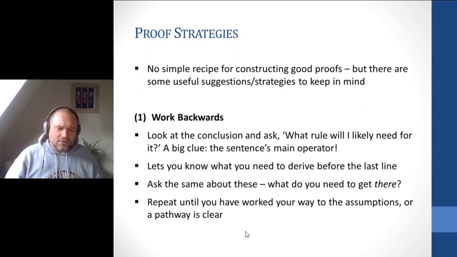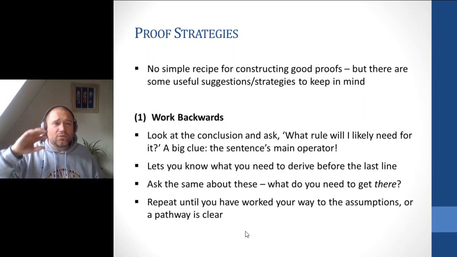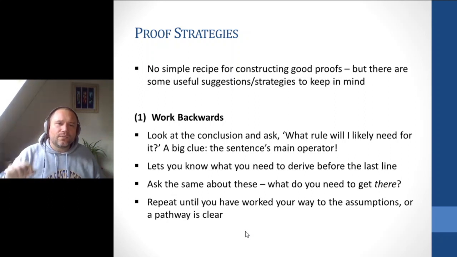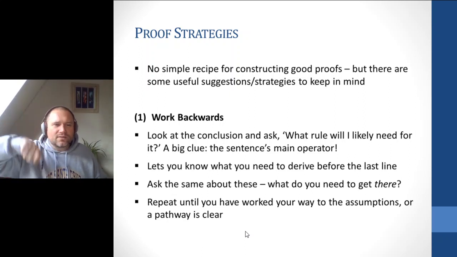Look at your conclusion. Ask, what rule will I likely need to use to get it? Then think about how you would structure your proof, what you need in order to do that rule. Ask about those sentences that you'll need. How will I get these? What will be the rules to use to give me these? And then keep repeating until you've worked your way back all the way to the assumptions, or at least you can kind of start to see a pathway.